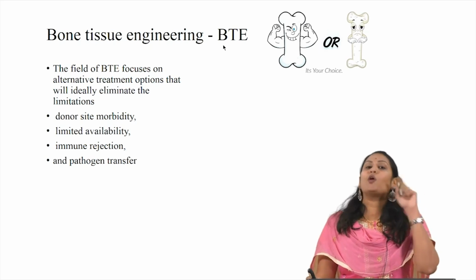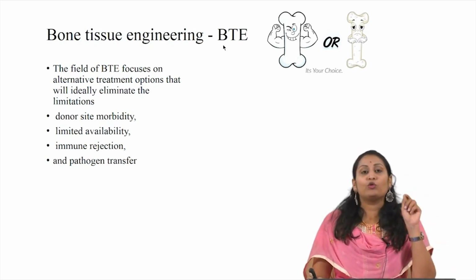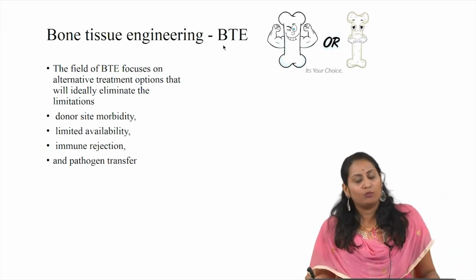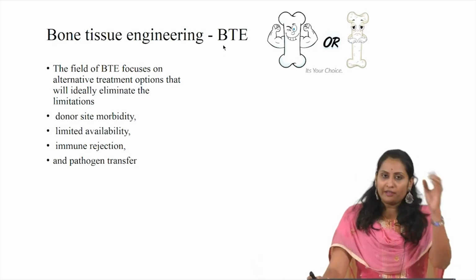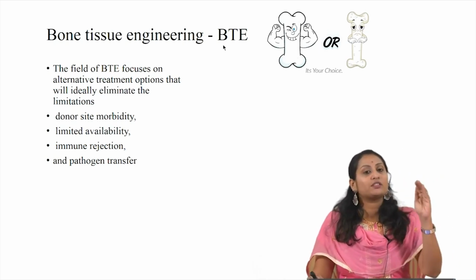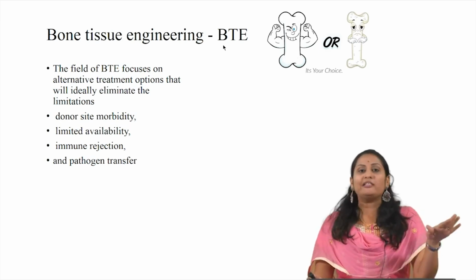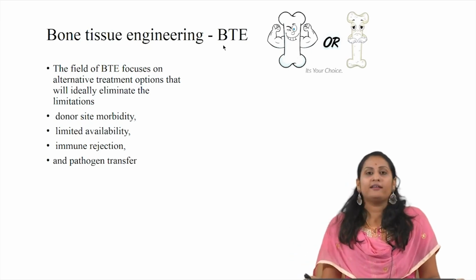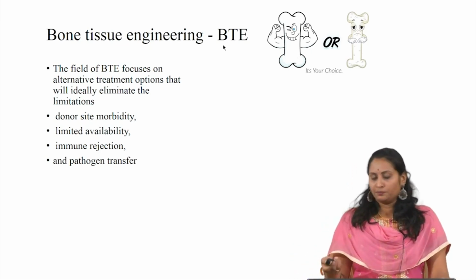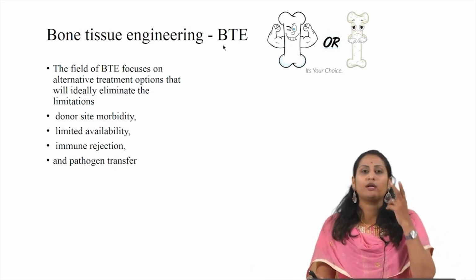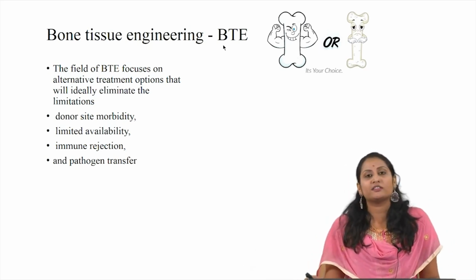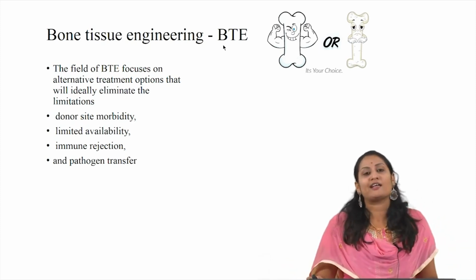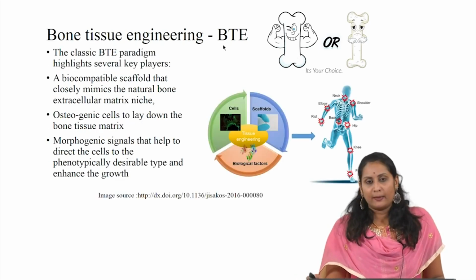So in order to overcome all these limitations, we need a substitute, a bone graft substitute, to enhance bone regeneration or to repair the bone defect. So the field of bone tissue engineering focuses on an alternative option that will completely eliminate the above said limitations which we are facing in the current bone grafting procedures. As I said, over 2 million surgical procedures are performed every year, bone grafting procedures, where bone is considered to be the second most transplanted tissue after blood.